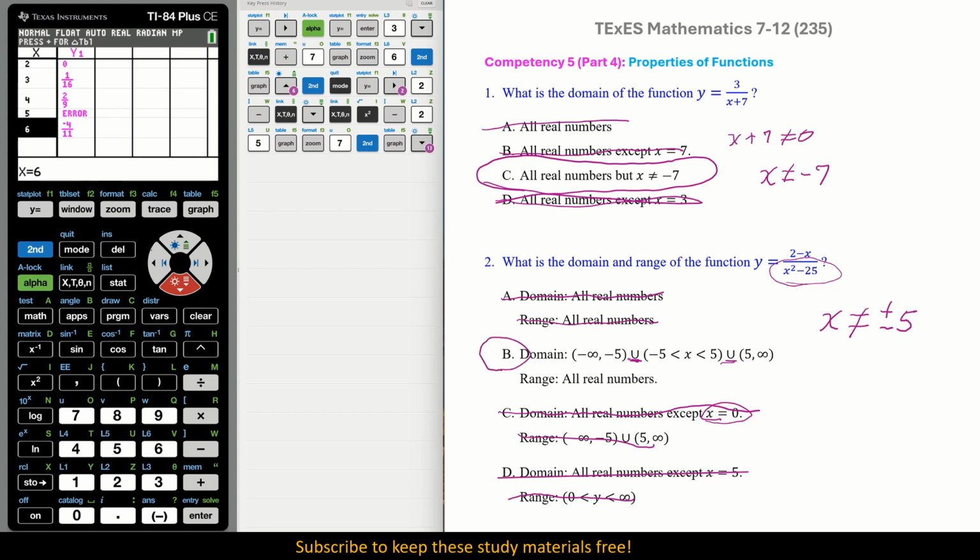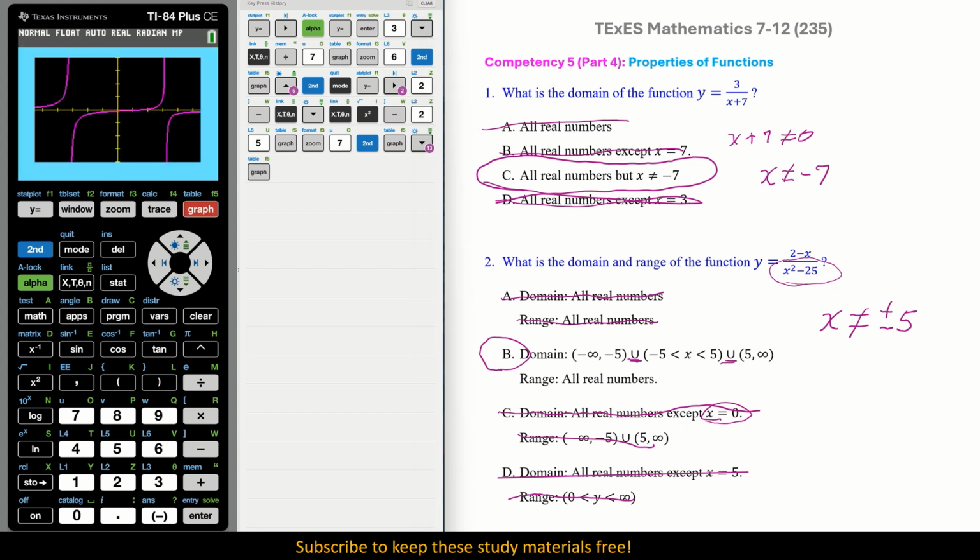Now, let's look at the range. Okay, we can go up and down. As you can see, if we're looking at the range, let's look at the graph. That actually includes everything. It might for a second look like you're going to have a gap at y equals 0, but that's not true.